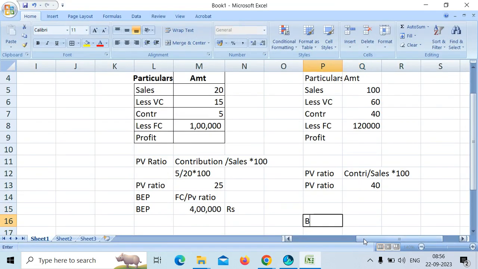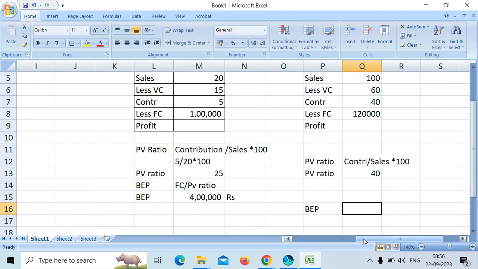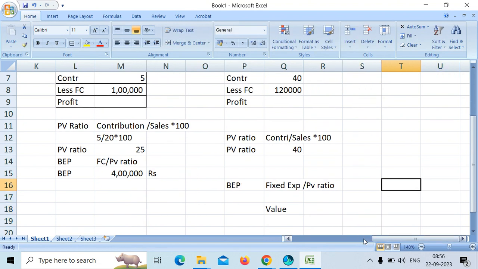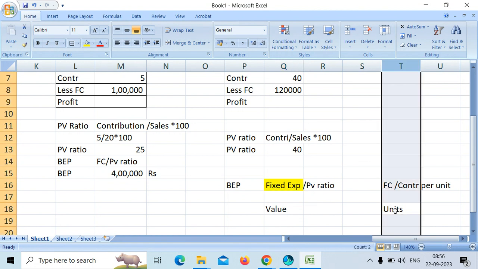Break even point. Your second sum is break even point. The formula is fixed expenses divided by PV ratio. So you have two formulas for break even. First is fixed expenses divided by PV ratio. This will give you answer in value. And if you go for fixed expenses divided by contribution per unit, this will give you answer in terms of units. I'll be selecting this formula right now. Obviously, after finding out units, also I can go for value, and directly also I can go for value.